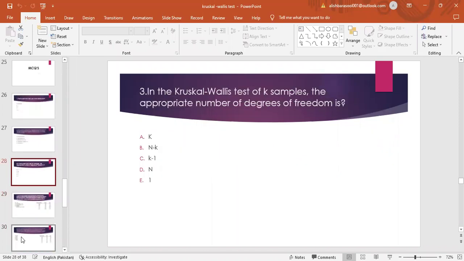In the Kruskal-Wallis test of K samples, the appropriate number of degrees of freedom is A, K, B, N minus K, C, K minus 1, D, N, E, is equal to 1. B. No, C is the right answer.